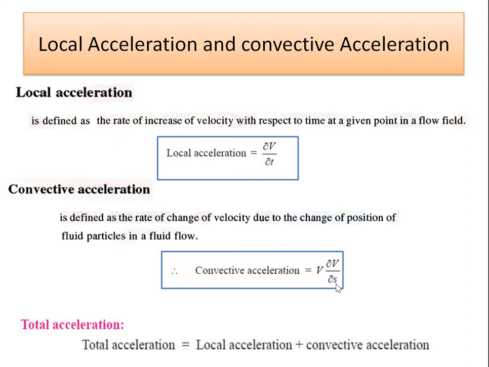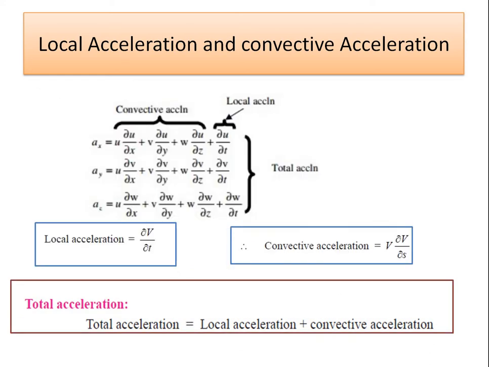And the total acceleration is the summation of local acceleration plus convective acceleration. By using this phenomenon, it is possible to calculate the total acceleration. Now, for the local and convective acceleration terms, the convective acceleration terms are u ∂u/∂x, v ∂u/∂y, w ∂u/∂z, whereas the local acceleration is ∂u/∂t. That is, change in velocity with respect to time is local acceleration.